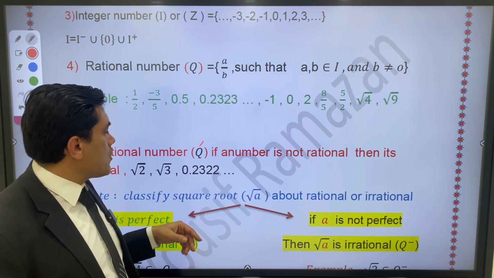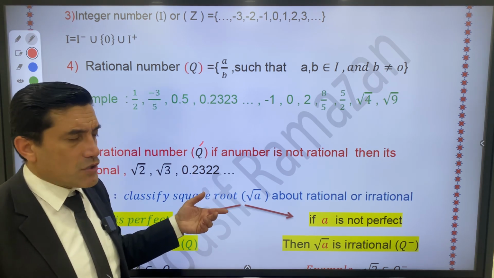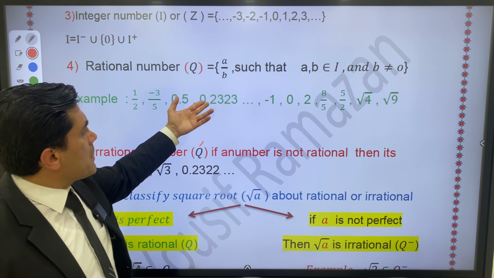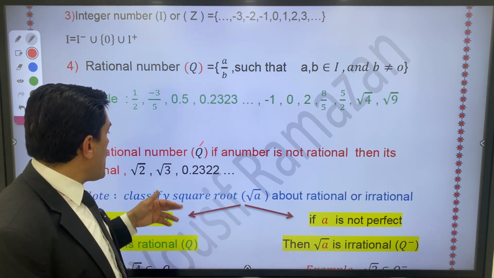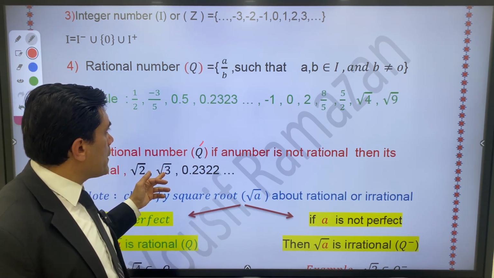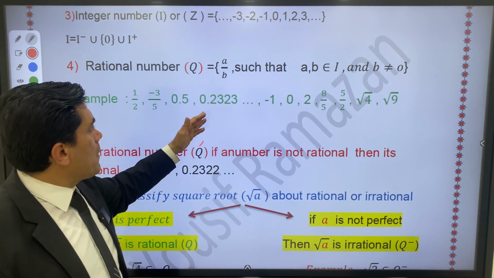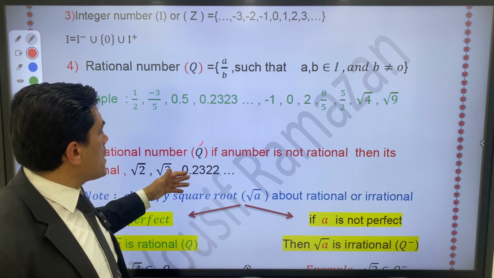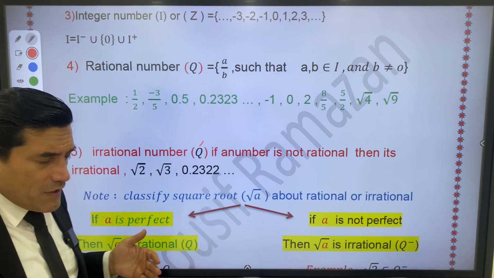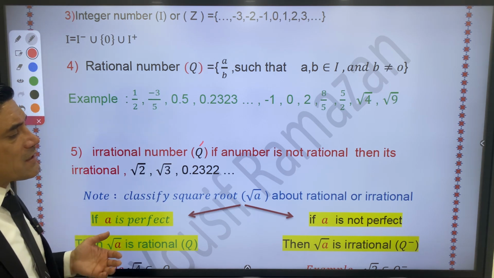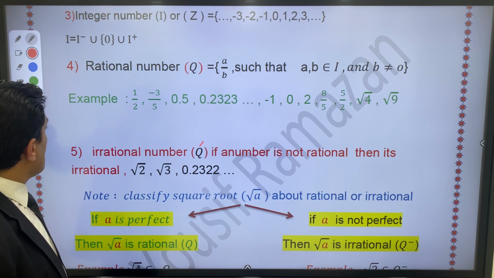About decimals, 0.2322... is irrational, but this other number is rational. So, teacher, you said square root 3 is irrational, but why is square root 4 rational? Why is 0.5 rational and 0.2322... irrational? What is the difference? How do you know in the exam? Just stay with me and you will know when it is rational or irrational.